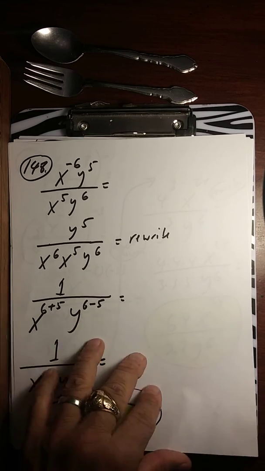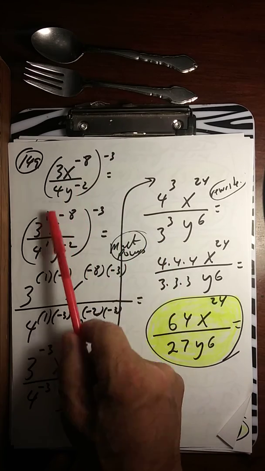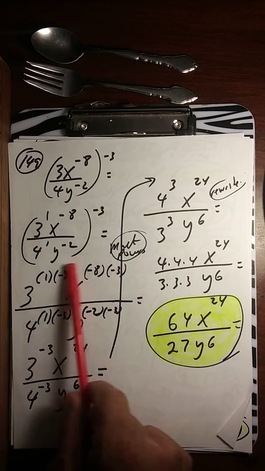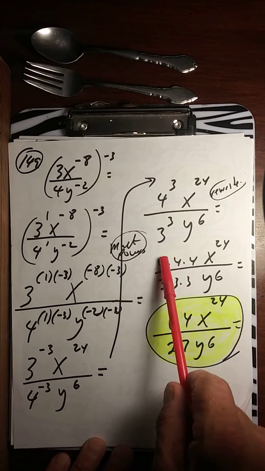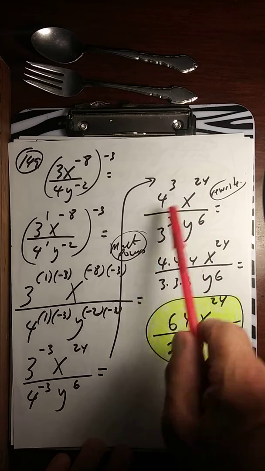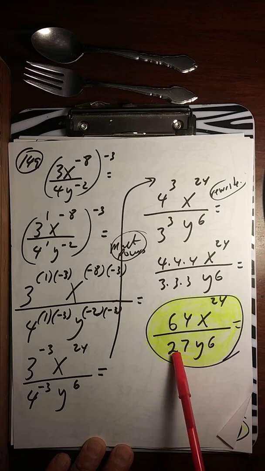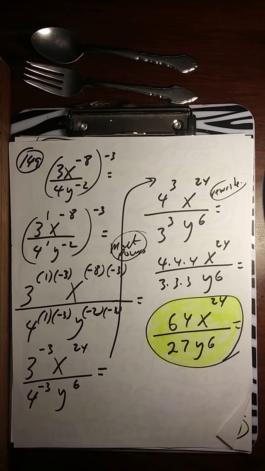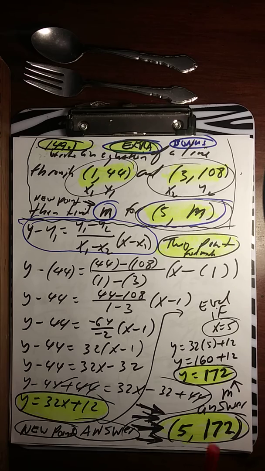All right, one more, 2 more regulars. Put a 1 in there, multiply the powers, you're going to get these. Negative powers, rewrite them. This goes there, that goes on top. And 4, 4, 4, 3, 3, 3 is going to be 64x^24 and 27y^6. Done with 149 regulars. That's some bonus for you guys.